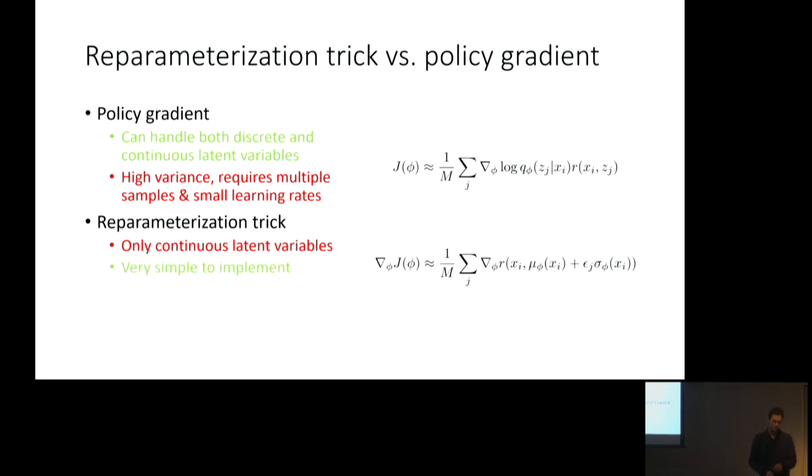But it's very simple to implement and generally has very low variance. So usually, if you can use the reparameterization trick, then you should use it. But in some situations, you might not be able to use it because you have, let's say, discrete latent variables. So those are the trade-offs between these two things.